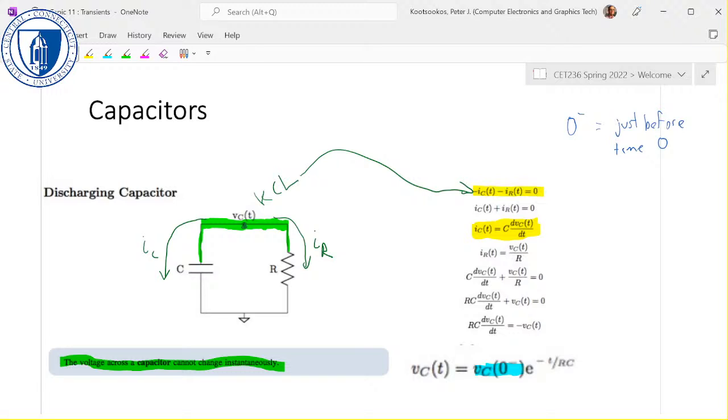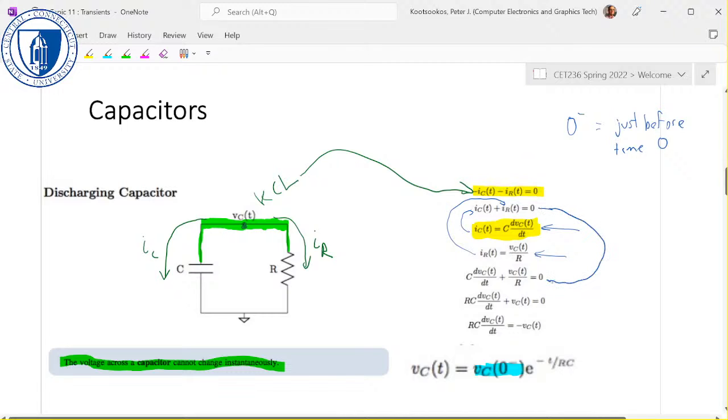And then I know two things about how to find the current. I know, as I said earlier, that the current through the capacitor is C dV/dt. And I know for the resistor, it's just V on R, Ohm's law. And so I can take both of those and substitute them into this equation and get that equation. C dV/dt plus V on R equals 0. And then I can rearrange it a little bit by multiplying both sides by R.